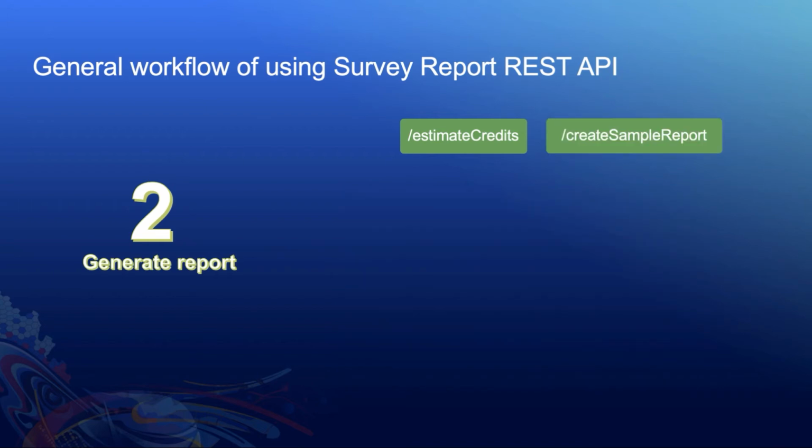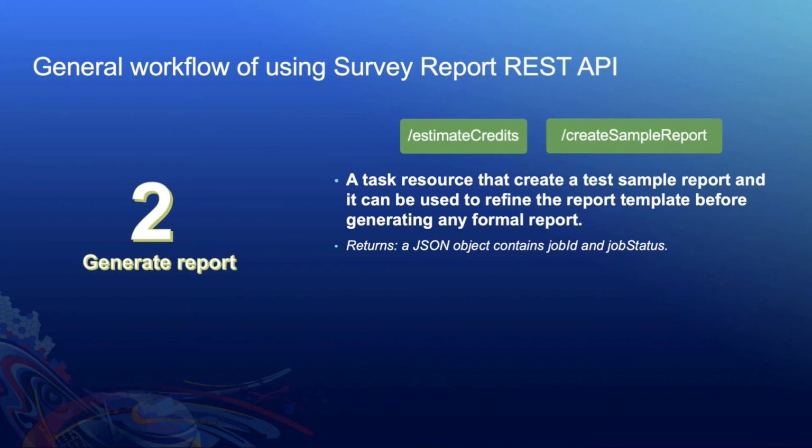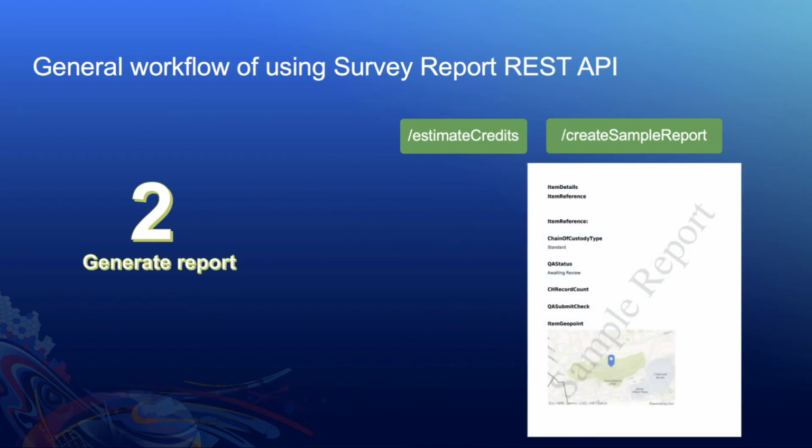Also, it is recommended to preview the sample report before generating the final report. The Create Sample Report API would help. This API will generate a report which is very similar to the final report, but with only the first 3 records in your query, and it is PDF formatted. This operation does not consume credits, so it will help you to refine the template and save credits.